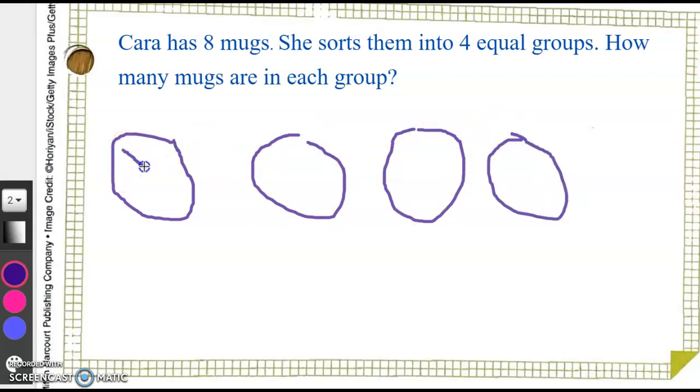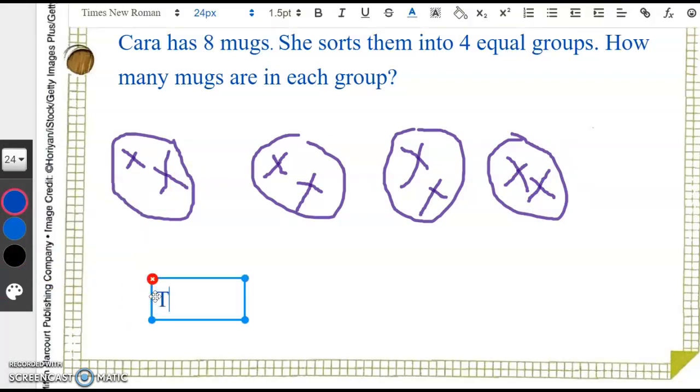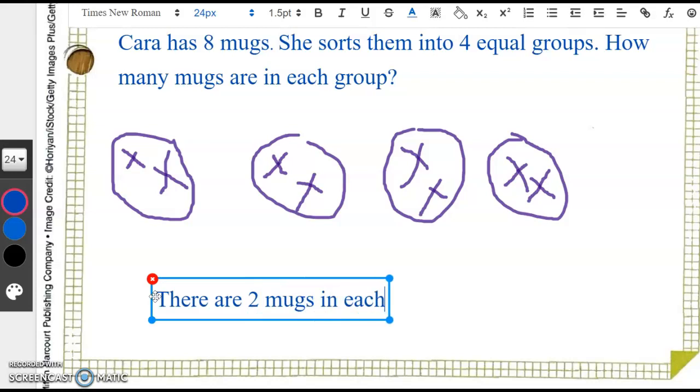And we know there are 8, so we can do what we did yesterday. 1, 2, 3, 4, 5, 6, 7, 8. So now, to answer our question, how many mugs are there in each group? There are 2 mugs in each group.